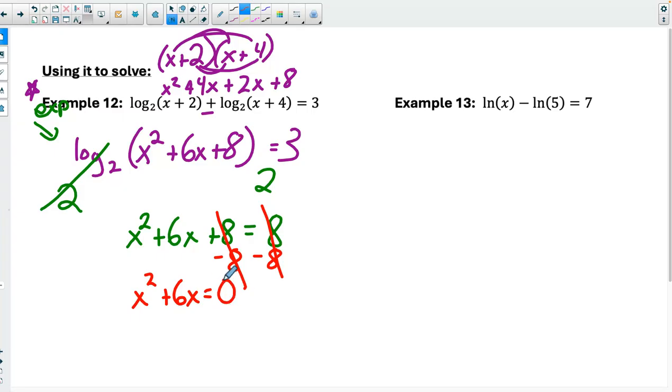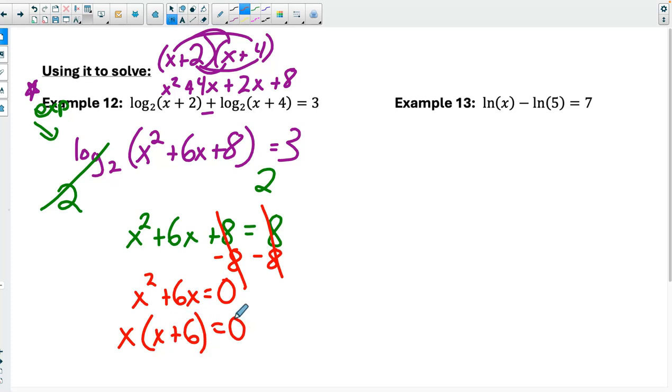You can always use the quadratic formula. You could complete the square. Nobody's probably jumping out of their chair to do that one, or the first one. We could also factor. What can I factor out of this? X. So I'm going to have an x, and this gives me x plus 6.